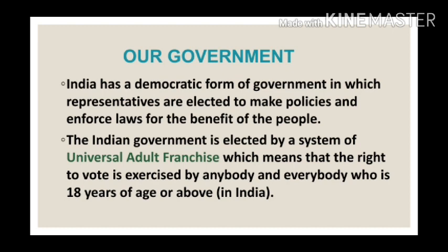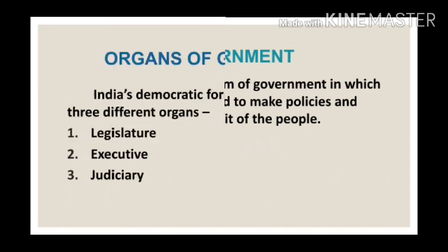The Indian government is elected by a system of universal adult franchise, which means that the right to vote is exercised by anybody and everybody who is 18 years of age or above in India, irrespective of caste, creed, religion, sex, etc. Let us now learn about the organs of government.